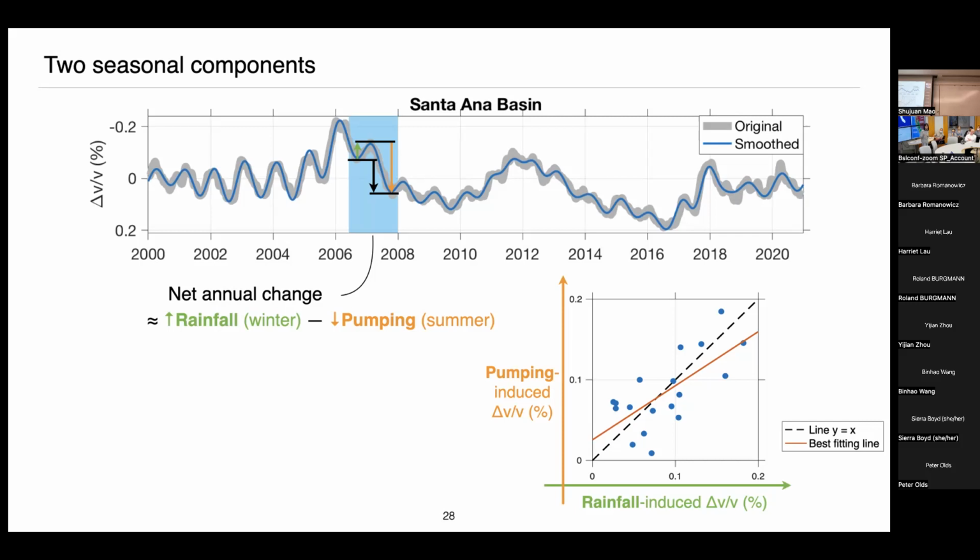With this assumption, we can see that in Santa Ana Basin these two factors correlate linearly with each other, suggesting that they were able to manage the pumping in a very nice way. They adjust the pumpage based on the rainfall data. In humid periods, they pump more, and in dry periods, they try to increase the price of the pumpage to decrease the amount of pumping, which in the long term shows a balance of groundwater storage in this case.